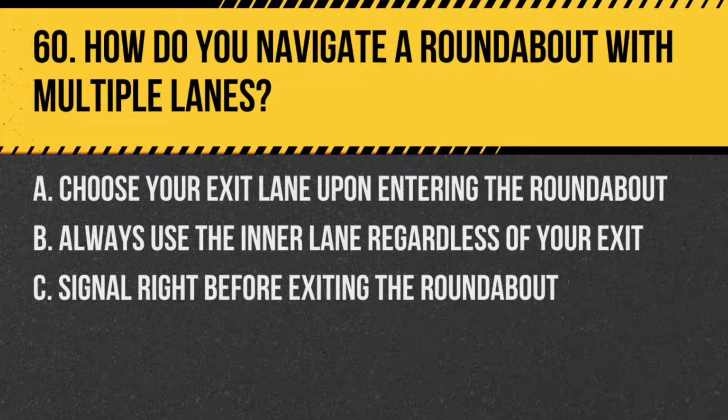Question 60. How do you navigate a roundabout with multiple lanes? A. Choose your exit lane upon entering the roundabout. B. Always use the inner lane regardless of your exit. C. Signal right before exiting the roundabout. Answer A. Choose your exit lane upon entering the roundabout, and C. Signal right before exiting the roundabout. It's important to be in the correct lane for your exit as you enter and to signal appropriately to inform other drivers of your intentions.